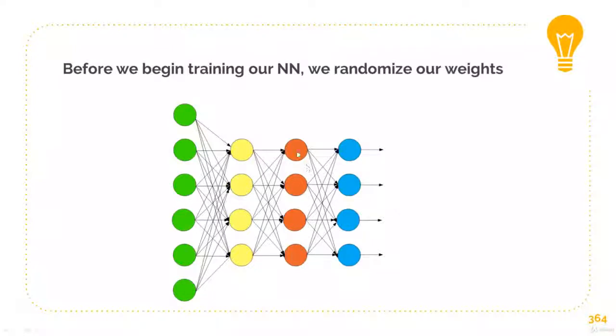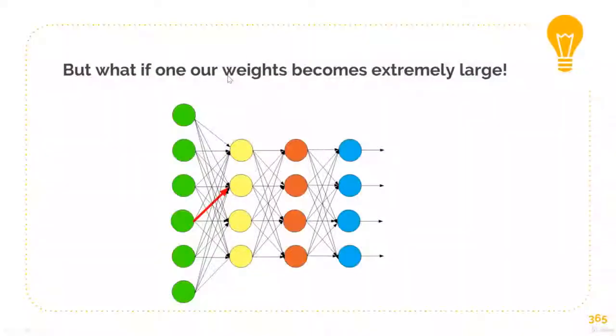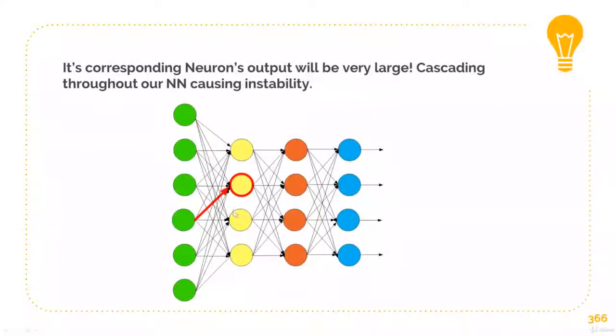So remember, before we begin training, we have to initialize random weights. But what if one of our weights randomly became very large? Either by random chance, or maybe during training it coincidentally ended up with an update that made it extremely large. What happens now is that this cascades throughout the network, causing other large weights and imbalances, and basically messes up our training. It causes what we call instability in our training.